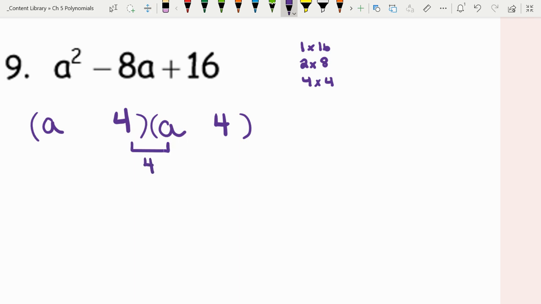Right, see how that gives me the 4A? The outside gives me a 4A and another 4A. I need a -8, so they both need to be negative. Which again, do your checklist in your head. 4 times 4, checklist. The 2 middle ones give me the -8, checklist. Negative times negative is a positive. All 3 check out.